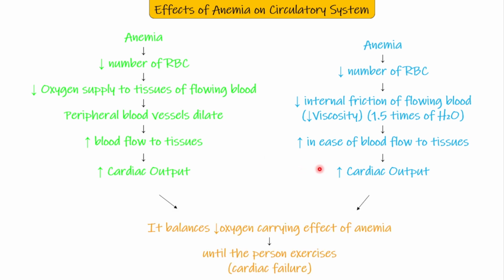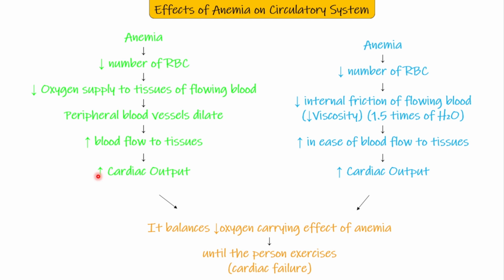Now, an interesting point, as we have discussed earlier, is that there is decreased oxygen supply to the tissues because of anemia. But you can see the cardiac output is increased. So this decreased oxygen-carrying effect of anemia is counterbalanced by the increased cardiac output. Because of anemia, the supply of oxygen to the tissues is decreased, but in anemia there is increased cardiac output. So increased cardiac output counterbalances this decrease in oxygen supply to the tissues.